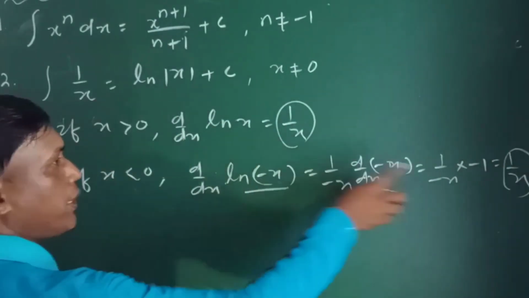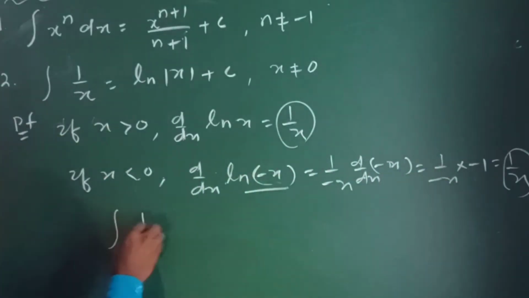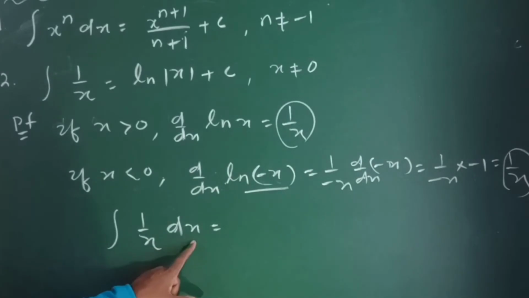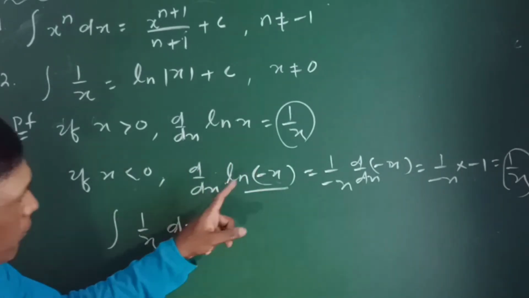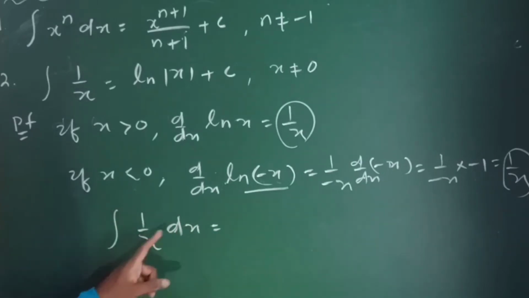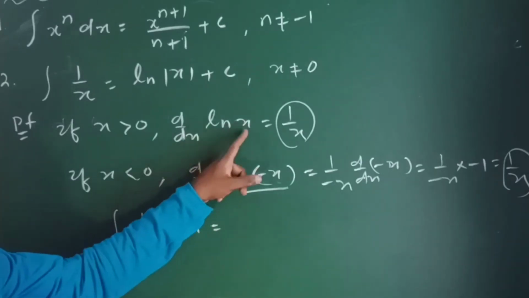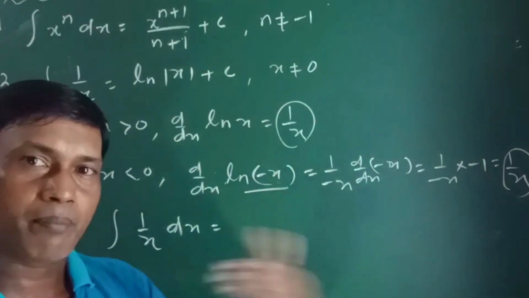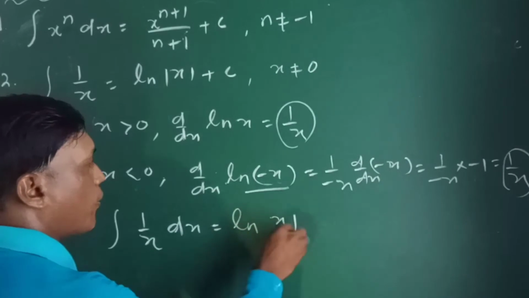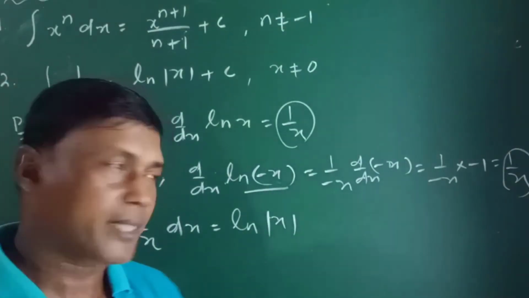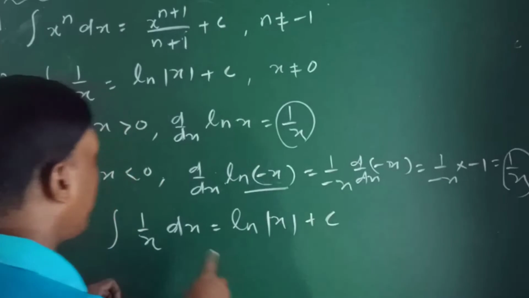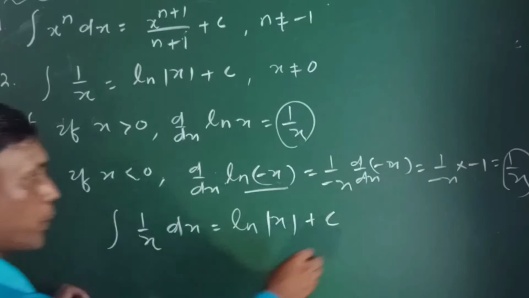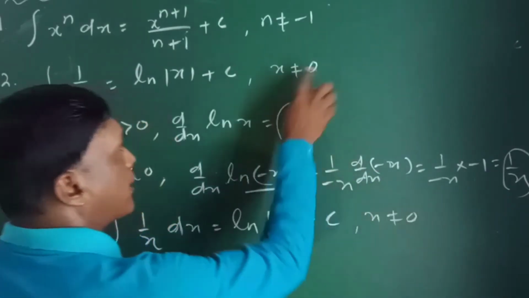So what is the integration of 1 by x? From these two equations, the integration of 1 by x with respect to x is ln x, and also ln(-x). Combining these two, it is ln of plus x and minus x. That means this is ln mod x, because mod x is plus x and minus x, plus c. So this formula can be applied when x is positive or x is negative, x is not equal to 0. So the restriction of this formula is x not equal to 0.